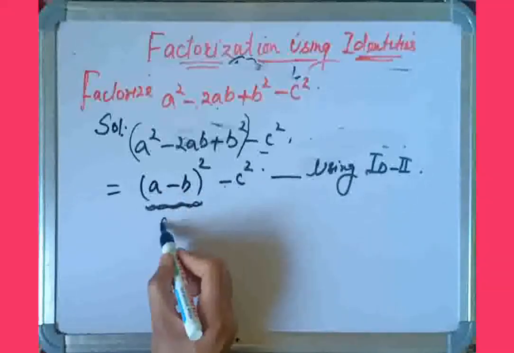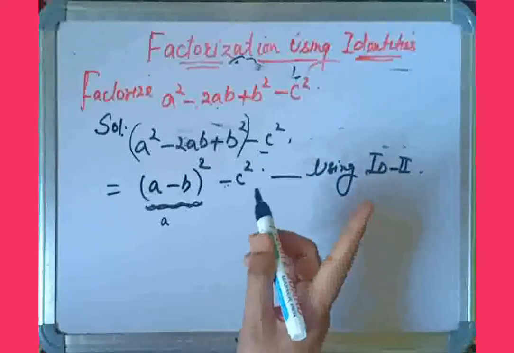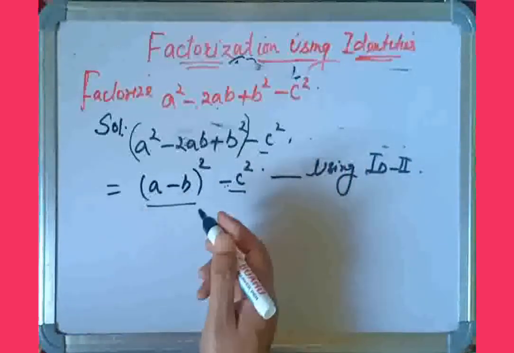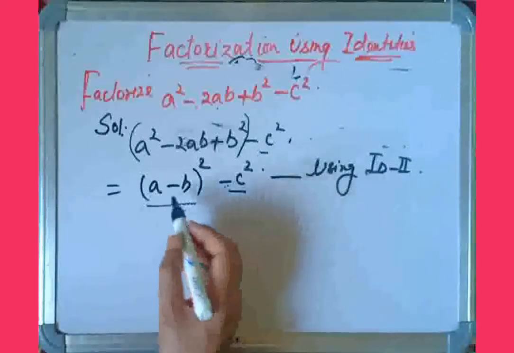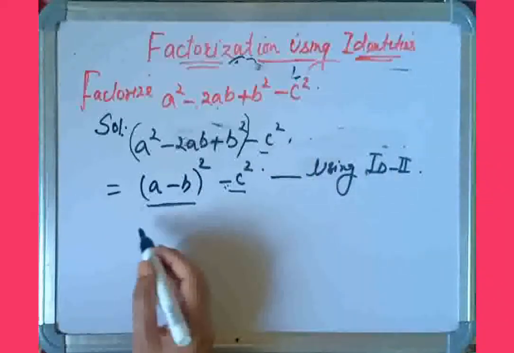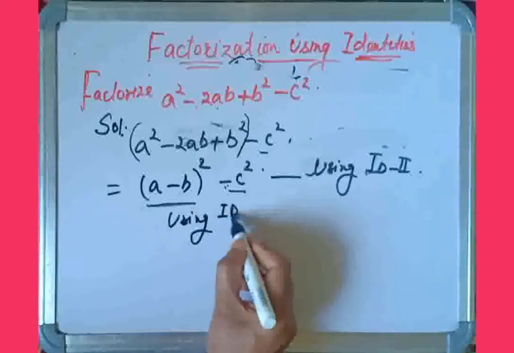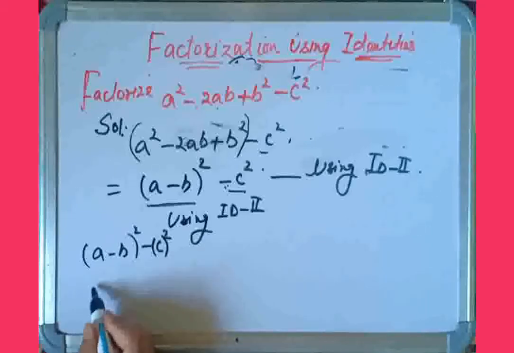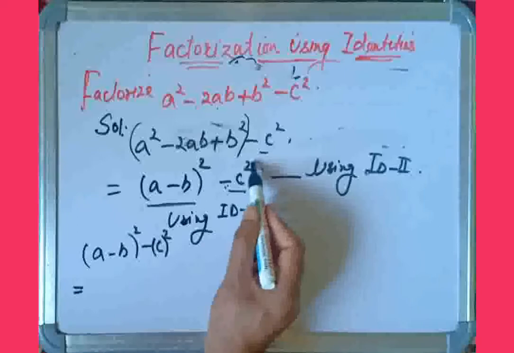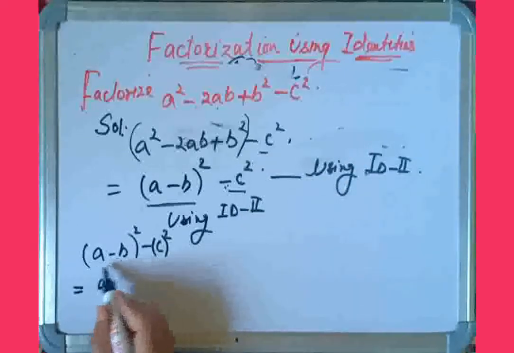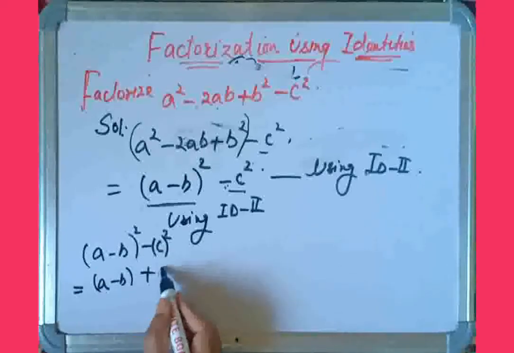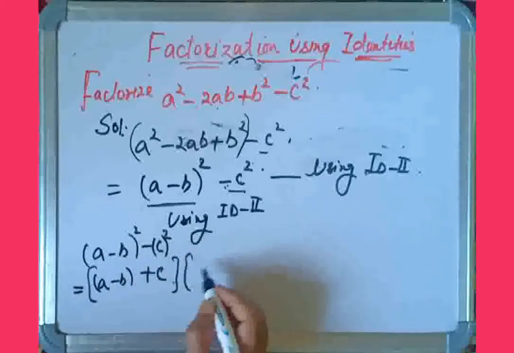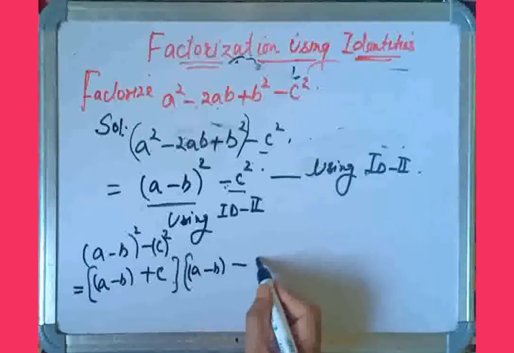Say, for example, this is a whole square minus b square. Now there are only two terms, one term and a second term, so here we can use the third identity, which says that a plus b into a minus b is equal to a square minus b square. So using identity third, (a minus b) whole square minus c whole square is equal to a square minus b square, which is equal to, taking the first term a minus b, (a minus b plus c) into (a minus b minus c).